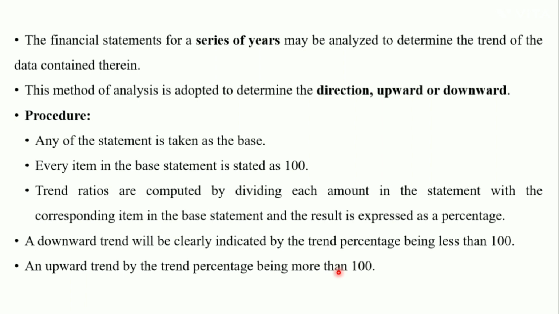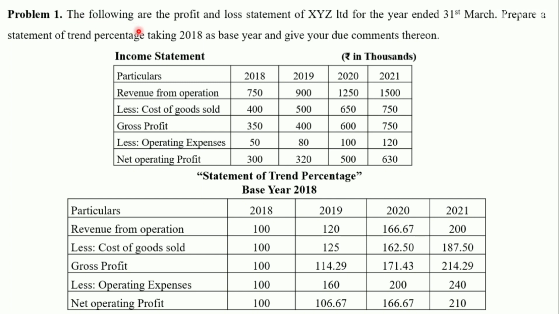In that we are going to solve the problem of trend analysis. See, this is the first problem. The following are the profit and loss statements for 2018, 19, 20 and 21, and from this income statement we have to prepare the statement of trend percentage. This is the income statement: revenue from operations less cost of goods sold, gross profit less operating expenses, operating profit is given for the years 2018, 19, 20 and 21. Now we are going to solve this problem.